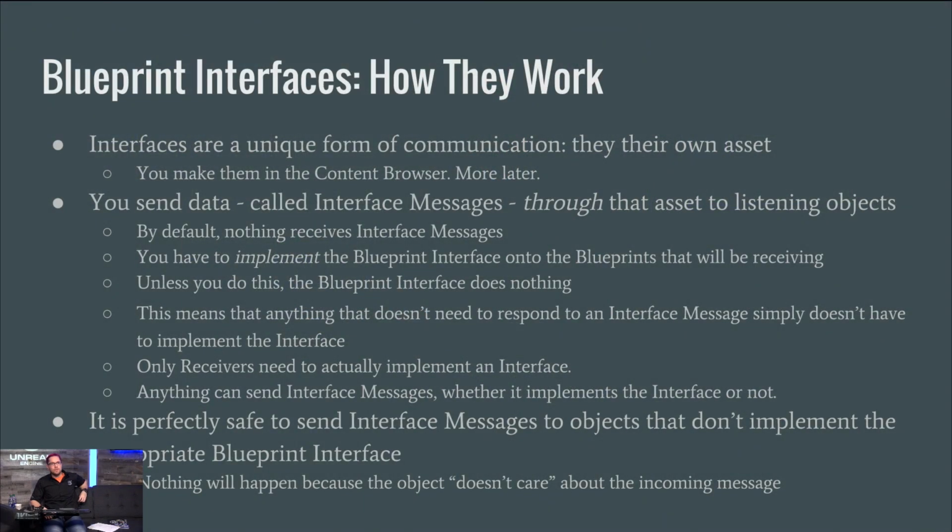Next, it is perfectly safe to send interface messages to objects that don't implement the appropriate Blueprint interface. Now, this is kind of what I just said a moment ago. So if you haven't implemented the interface, nothing will happen. It'll just silently fail and continue. You should know about this, because if you have set up some important behavior between two blueprints involving an interface and you forgot to implement it, then nothing will happen. And one of the first things you should double check is, hey, did I actually implement the interface? Did I implement it correctly? So make sure you know those sorts of things.